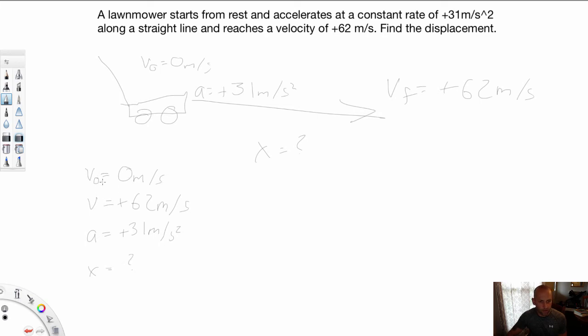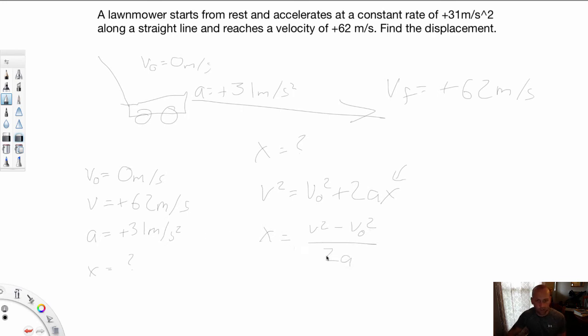So now I need to find an equation that uses all of these variables to find x. I'm going to pick velocity squared equals the initial velocity squared plus 2ax. Now we have to rearrange this for position. When we rearrange this, we get x equals final velocity squared minus initial velocity squared over 2a.